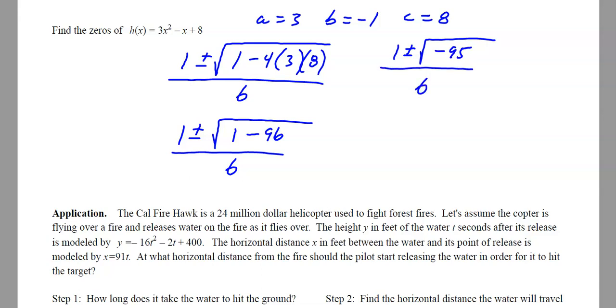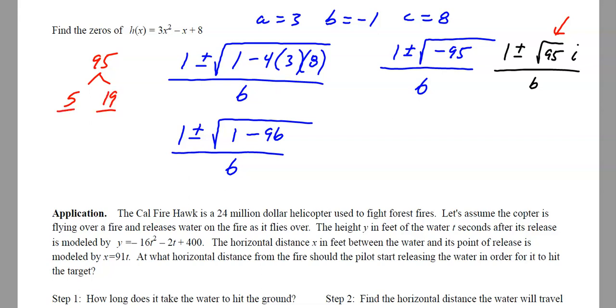They're like, oh, we know how to fix that. All you've got to do is that negative just becomes an i. You stick the radical 95 back in front: 1 plus or minus over 6. Now, the only thing I've got to ask myself is, can I simplify the square root of 95? Well, the only number I can think that goes in there is 5, and that goes in there 19 times. And these are primes, so that didn't really help me. So I know it's already simplified. So bam, we're good to go.